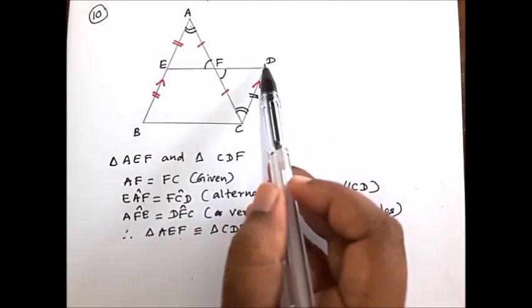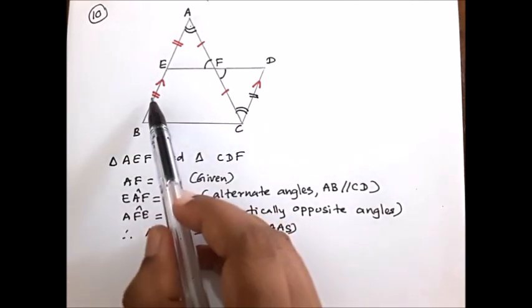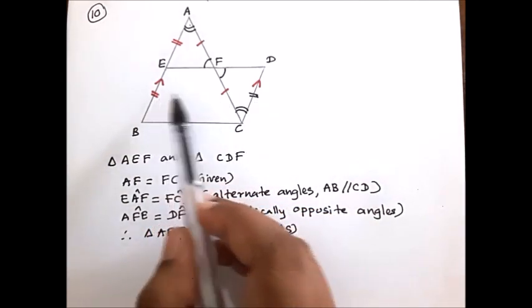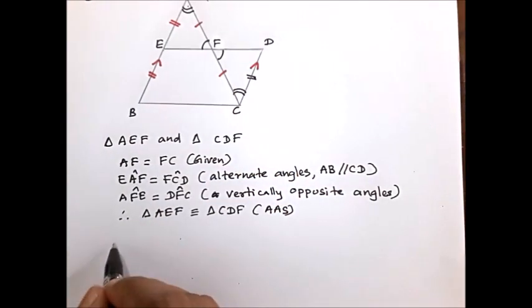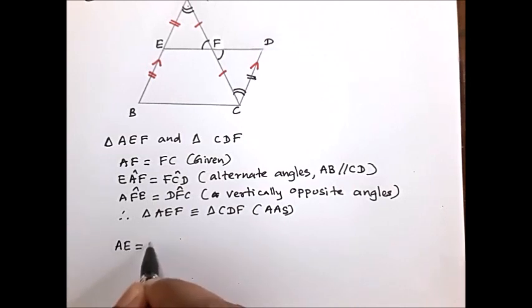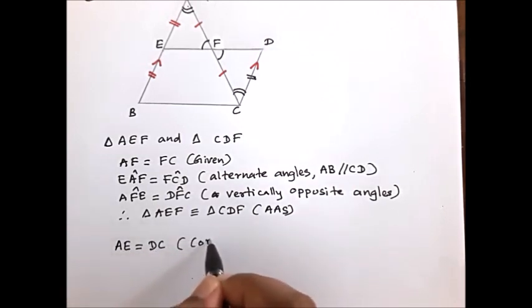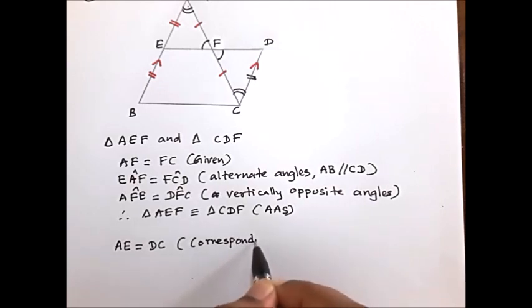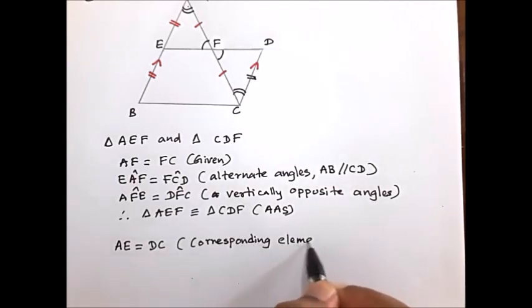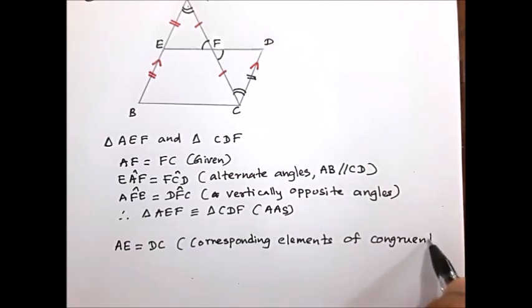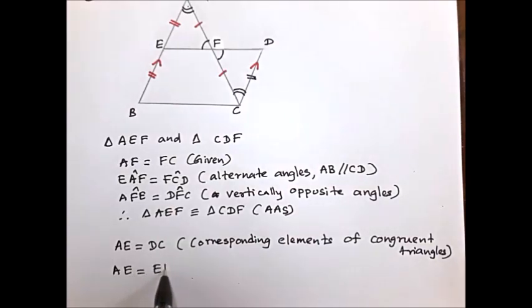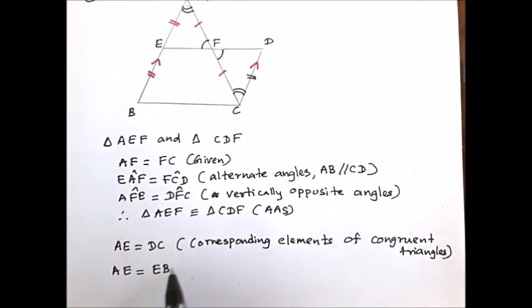Now observe the parallelogram BCDE. You can see one pair of opposite sides are equal and parallel. Therefore, it is a parallelogram. AE is equal to DC, corresponding elements of congruent triangles. AE is also equal to EB. These two sides, it is given.